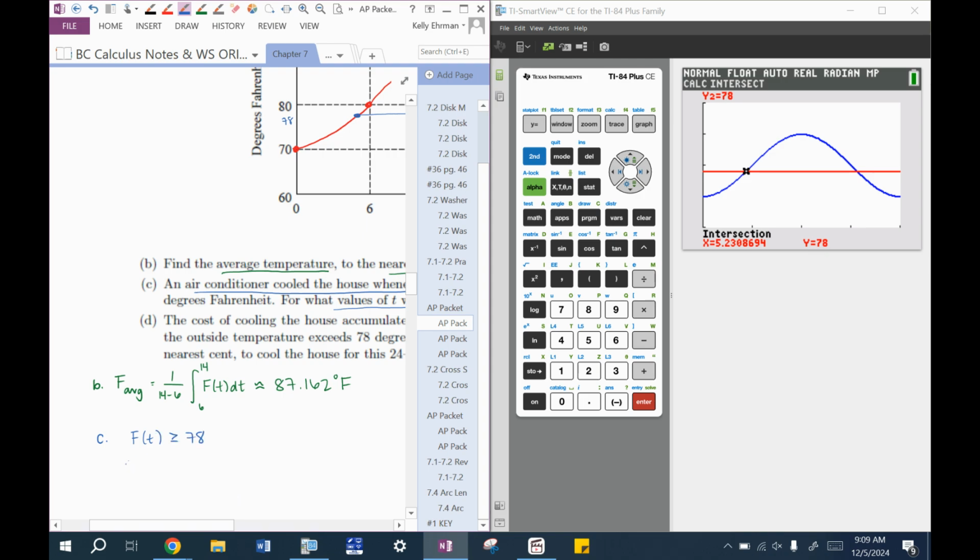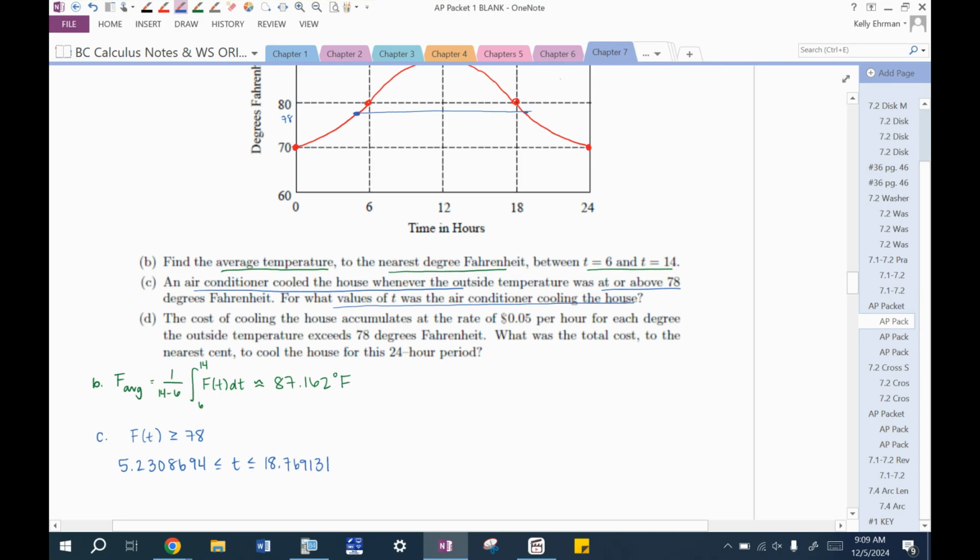So that is when t is between 5.2308694 less than or equal to t, less than or equal to, what's the other intersection point? You've got to get your cursor closer to that side so it finds the other intersection point. So over the hump there. So again, non-rounded, 18.769131. These are rounded values, by the way, but we're just taking them to as much accuracy as we can get from our calculator. All right, so that's all that we have for part C.